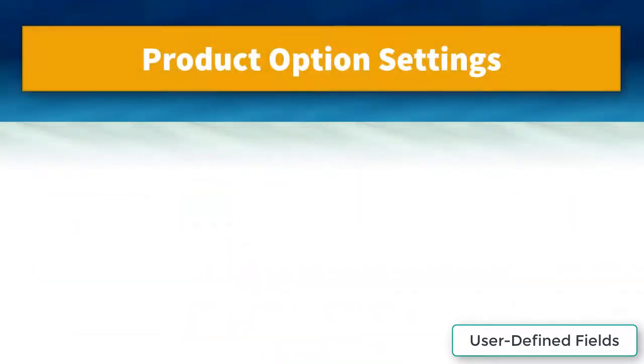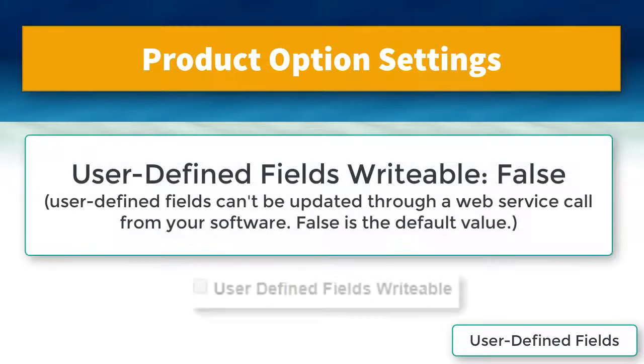If you are utilizing the user-defined fields for custom license parameters, make sure the User-Defined Fields Writable option is set to false in the product option settings. This means that the user-defined fields can't be updated through a web service call from your software, as you typically only want the data to flow from Solo Server to the license file in this case.